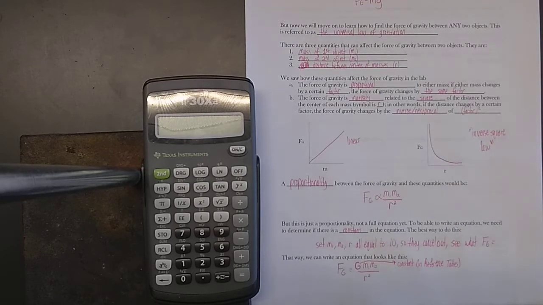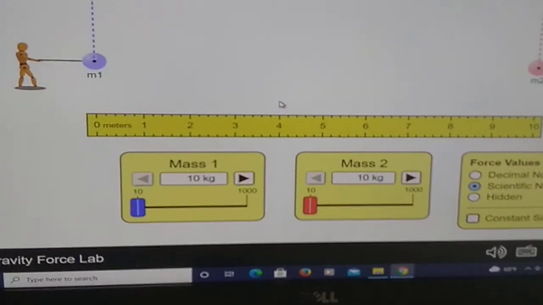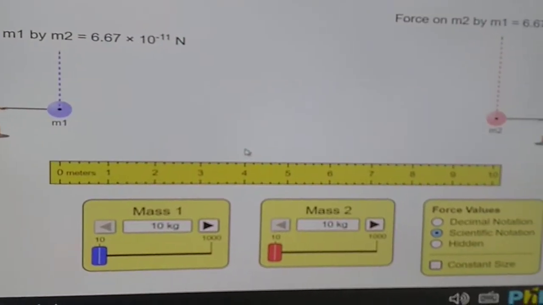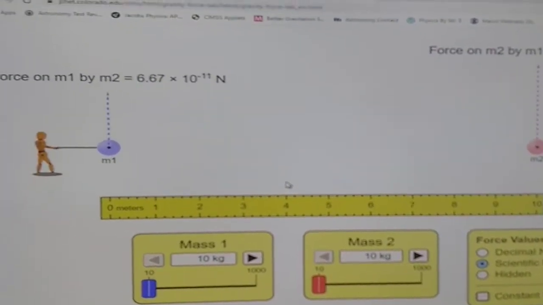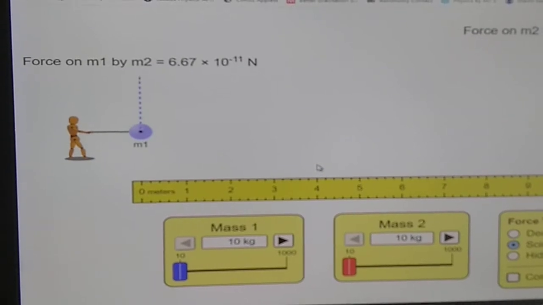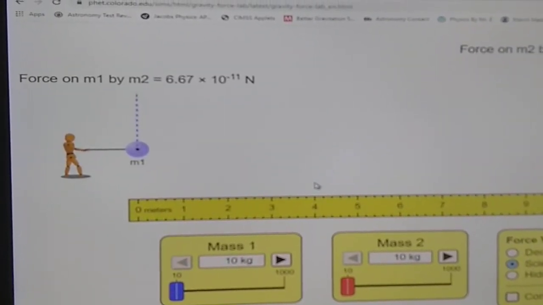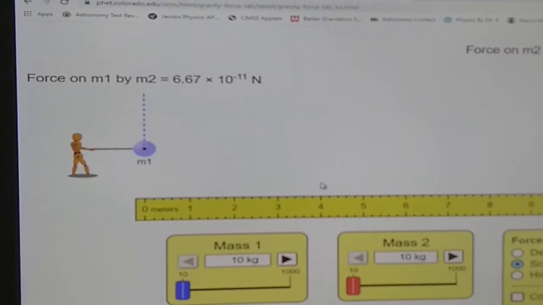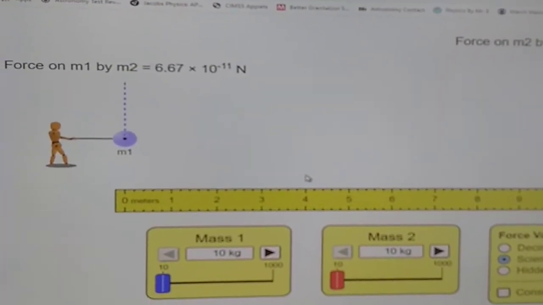Okay? So if we go to the simulation, I actually already have it set up. We have a mass of 10 kilograms here, a mass of 10 kilograms here. The two masses are 10 meters apart. And if you look at that force on m1 by m2, we have 6.67 times 10 to the negative 11th newtons. So that's interesting. Remember that number, 6.67 times 10 to the negative 11th.